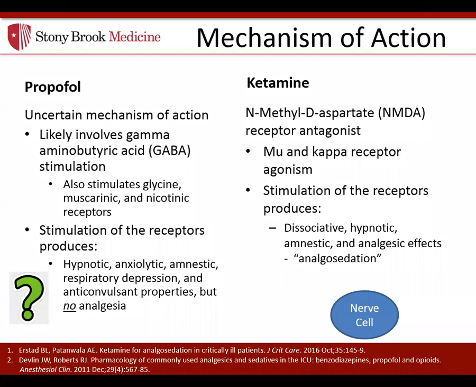Ketamine is an NMDA receptor antagonist, and the mechanism by which this works is it binds to a non-competitive site on a sensory nerve cell that in turn doesn't allow for glutamate, an excitatory neurotransmitter, to be able to bind to the cell, and it causes a dissociative effect, which I'm going to define in a couple of slides. But in addition to NMDA antagonism, it has agonistic effects on the mu and kappa receptors, and the action on these receptors is able to produce a dissociative, hypnotic, amnestic, analgesic effect. So it's actually also classified in the class of analgosedation agents.